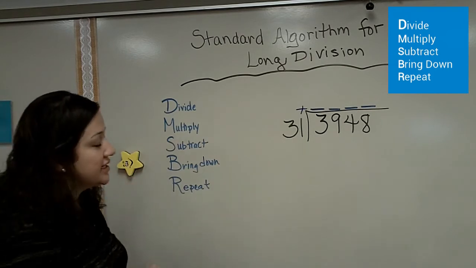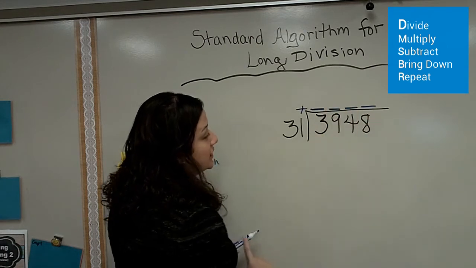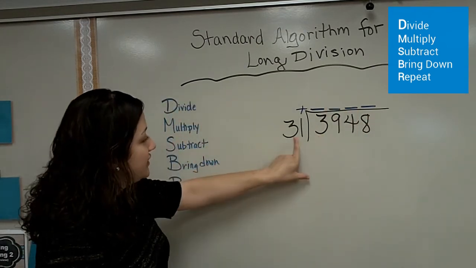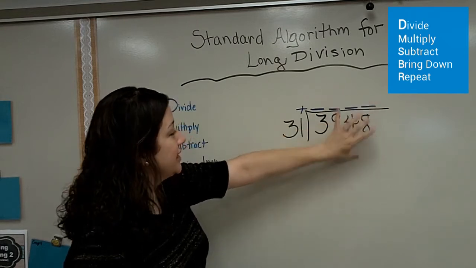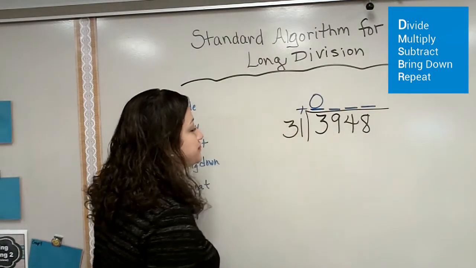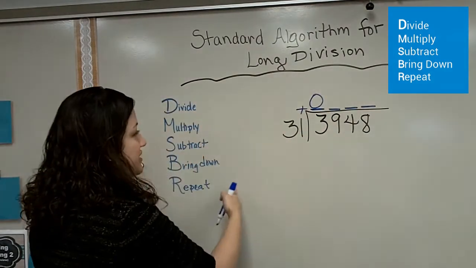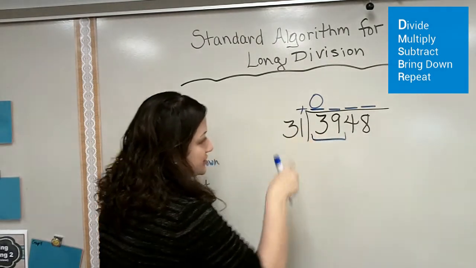So the first thing, I'll tell them to cover everything up except for the 3. And it's like just 3 divided by 31. And almost everybody gets that right all the time. They know 31 cannot go into 33. So it's a 0. And instead of going through all of this, when that first number is a 0, we just move on to the next number.